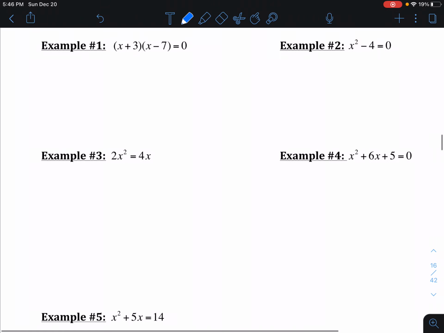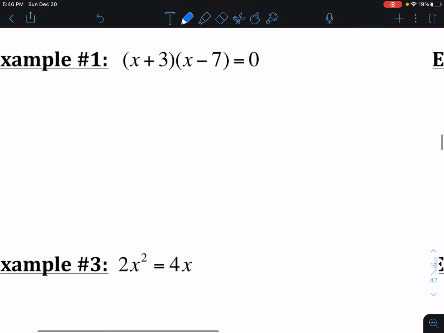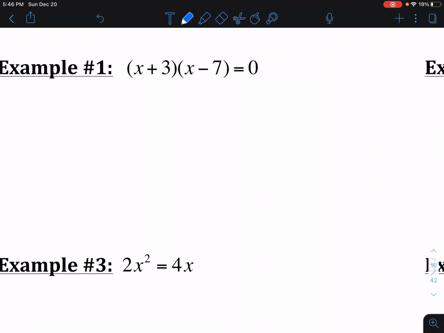Okay, so let's go to example 1 now that you've written down the notes. So this is set equal to 0, so step 1 is taken care of. And it actually is completely factored when we see the parentheses here. It's just kind of leading us into what we do when we have it factored. So we have two factors, x plus 3 and x minus 7. We're going to do step 3. We're going to set them each equal to 0.